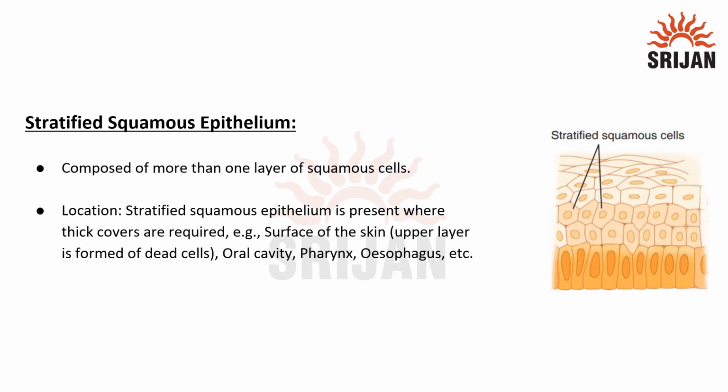Next is stratified squamous epithelium. The word stratified means more than one layer. Hence it is composed of more than one layer of squamous cells. Location of stratified squamous epithelium is it is present where thick covers are required. Example surface of skin, oral cavity, pharynx, esophagus.